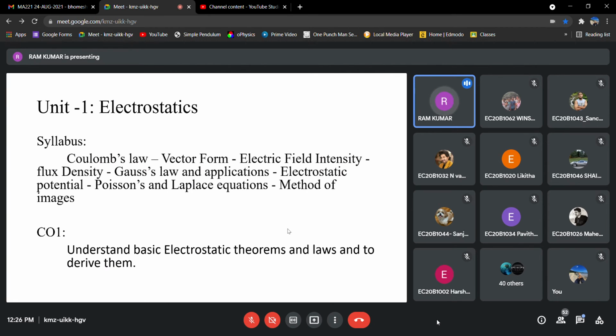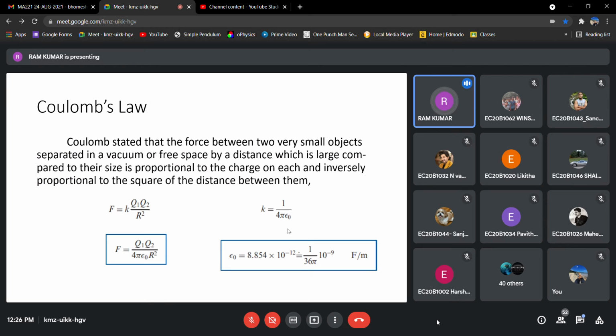Today we are going to have a quick revision of Coulomb's law, electric field intensity, electric flux density. Vector form, we will have one more class. This is what we are going to discuss today. I think you know Coulomb's law very well. So this is the formula. You know the statement, already you have answered.